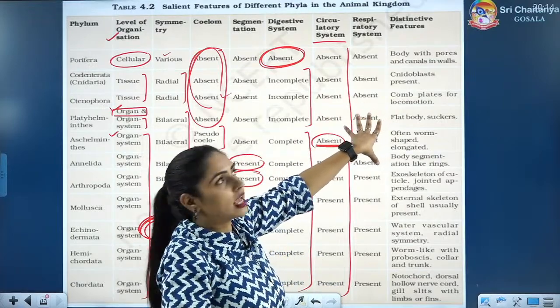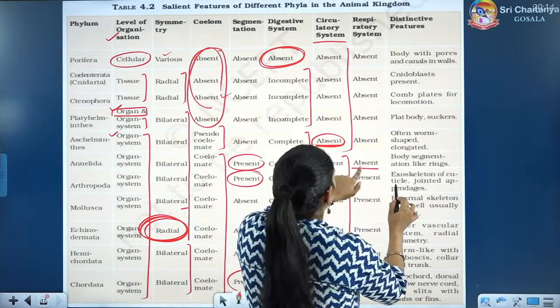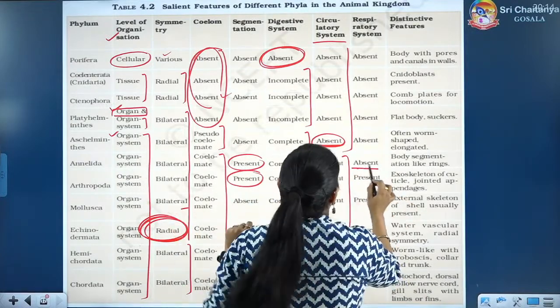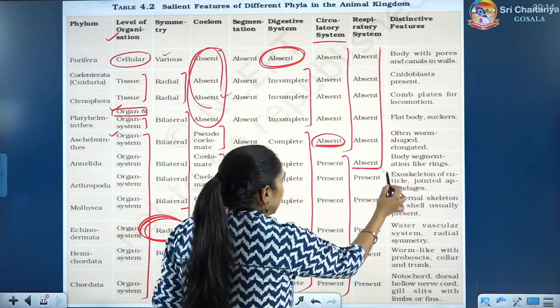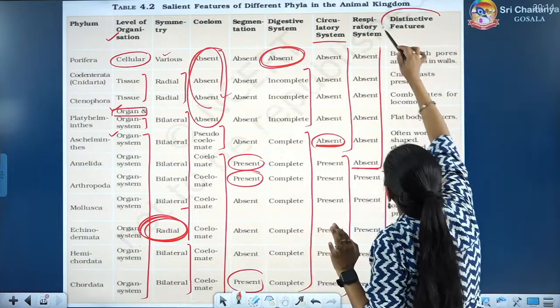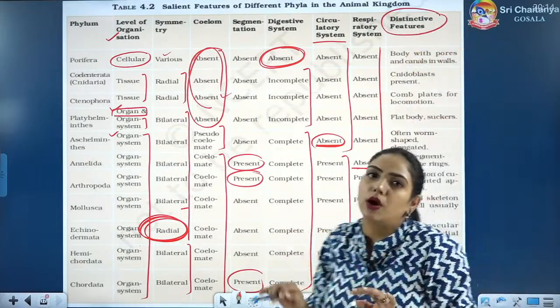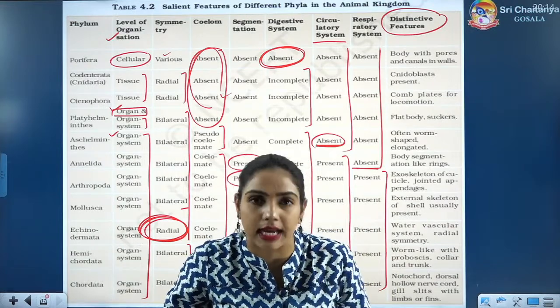Respiratory system also they have told you. So just remember after Aschelminthes there is the phylum Annelida. Till here the respiratory system is also absent and then it is present in the rest of the phyla. And these are the distinctive features. We will be talking about all these features when we discuss each and every phylum in detail.